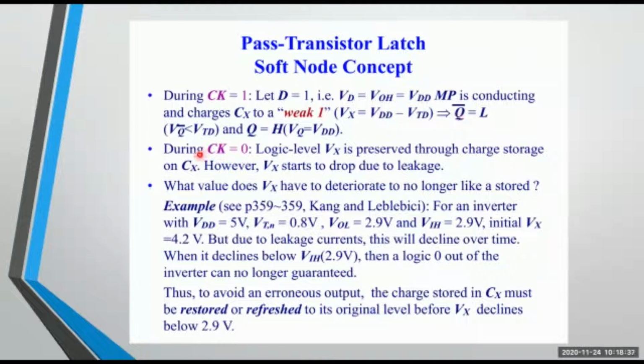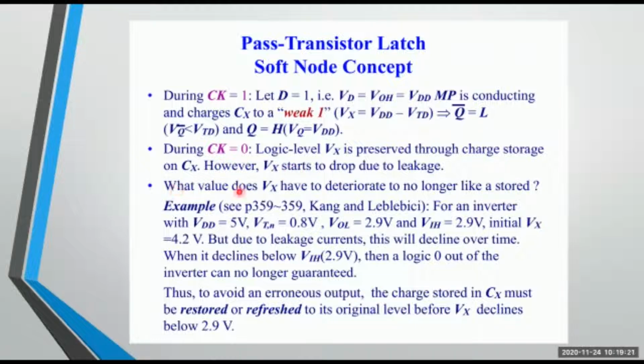Q bar becomes low. Now in the next case, whenever the clock is equal to 0, your pass transistor is off. If the pass transistor is off, what happens? The logic level Vx is preserved. Whatever the voltage is at the X node, it will be preserved because the previous state was high. It will be preserved through the charge storage element, the capacitor Cx. However, Vx starts to drop due to leakage. Gradually, the potential stored as a logic high in the capacitor discharges to the ground, and ultimately you will not have any charge on the capacitor at Cx.